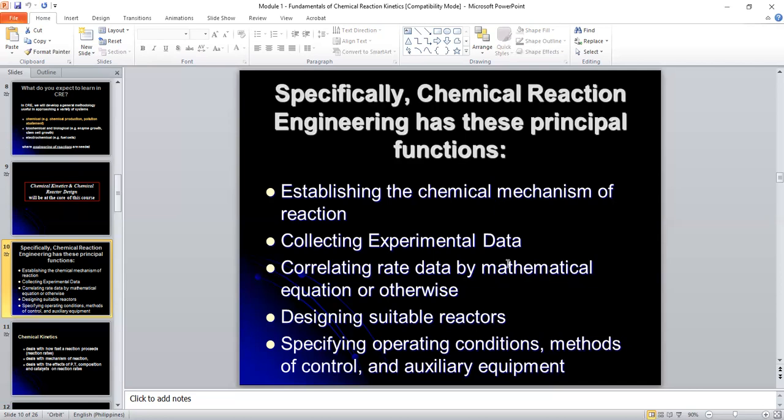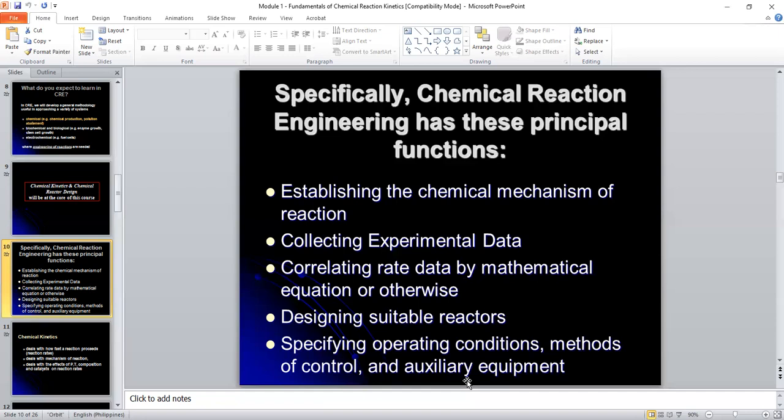Is it constant volume? Is it constant pressure? Is it constant temperature? All those things. Will your reaction need to be housed in a chemical reactor that has some jacket for it to be heated or for it to be cooled in the process of reaction? All those things. So design the reactor specifying the operating conditions. It could also include the design of the auxiliary equipment, and the methods of control.